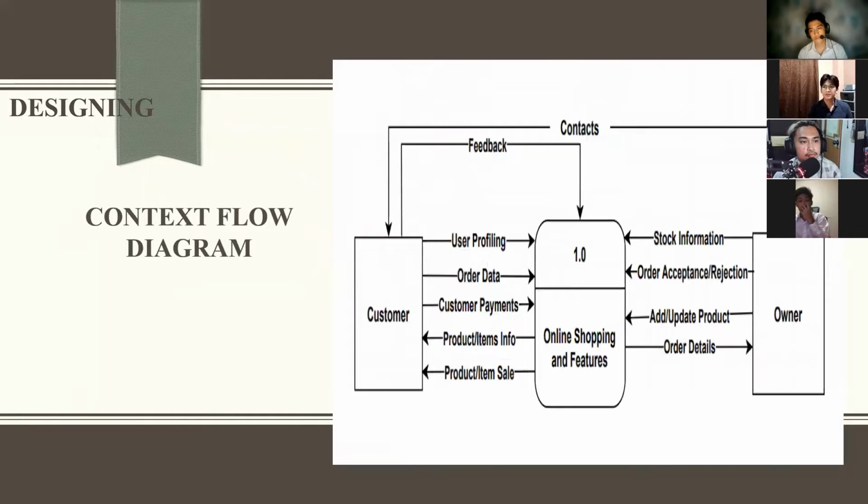Next, context flow diagram. Context flow diagram gives us information about the flow of the software system. And it explains the boundaries and identifies the flow of the information between the system and external entities. Next.